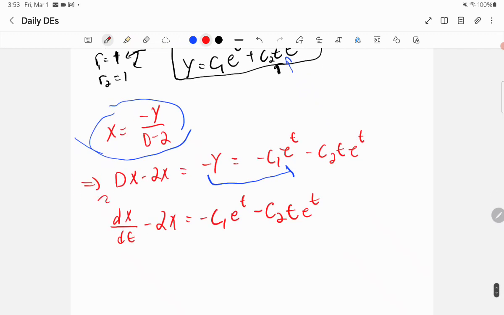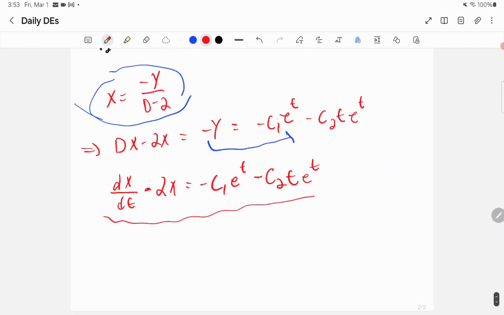And so finally I get this equation, which I can solve for x. Now notice that this is a first order differential equation, so that's nice, and we have ways of solving them. But in this case, we can't solve this by separation of variables, right? Because I have this minus 2x here. So I'm going to have to use the integrating factor.